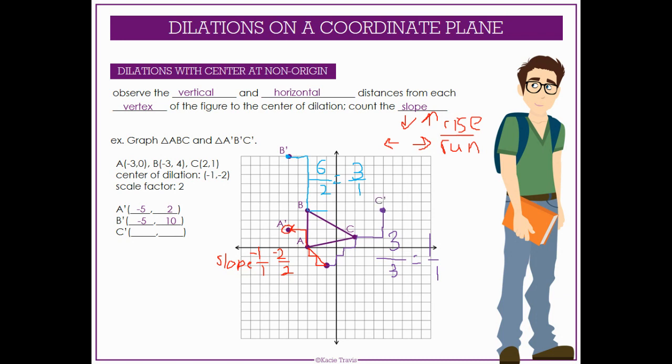Okay, there's C. All right, now these 3 points here, A prime, B prime, C prime, are located right over here. We got -5, 2. We got -5, 10. We got 5, 4. And those connect up and make our new image. Now, unlike our previous one, it's not going to be us multiplying straight to the points. We have to multiply to our slope so we can find our new shape.